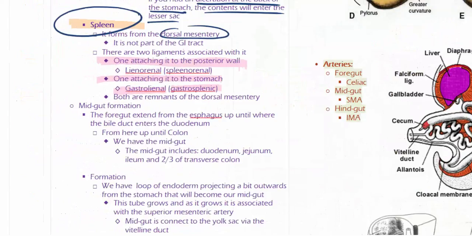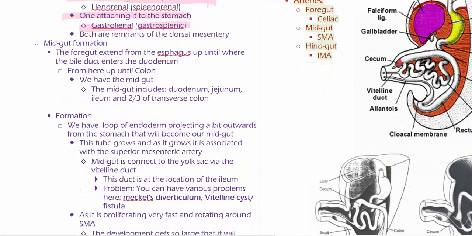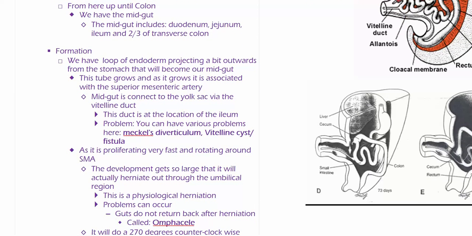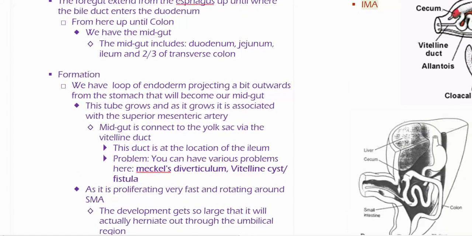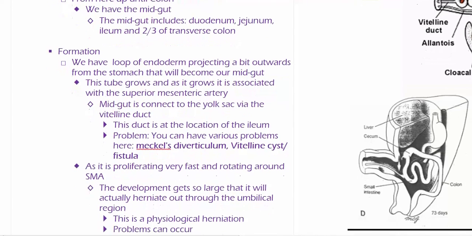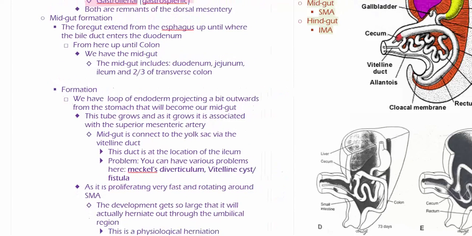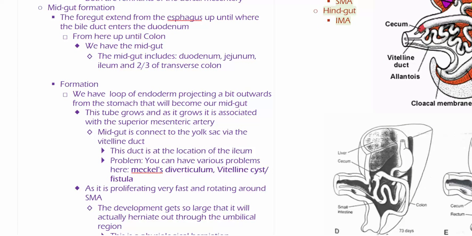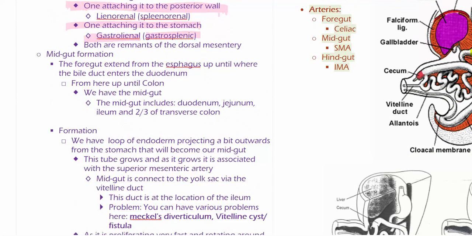So that's what you want to know about the spleen. The spleen is developing from what? Dorsal mesentery. That's right. And what were the two ligaments associated with it? Splenorenal and gastrosplenic. Say that one more time. Splenorenal and gastrosplenic. Okay.